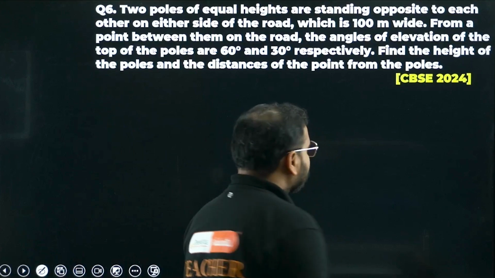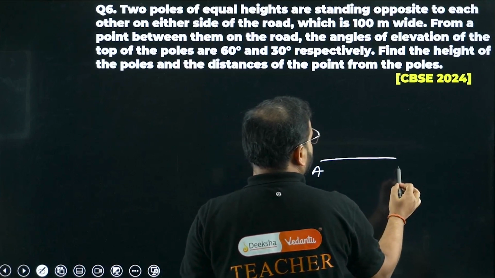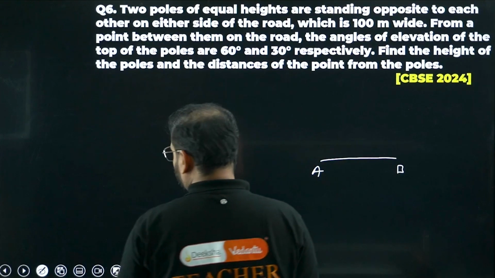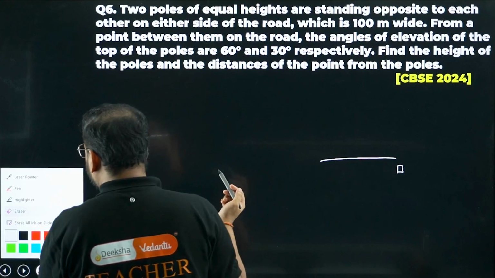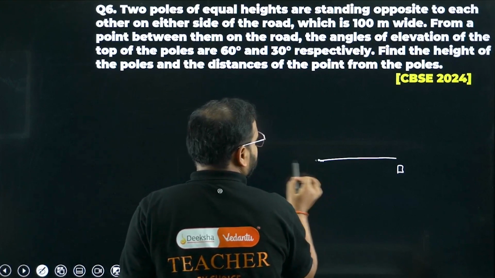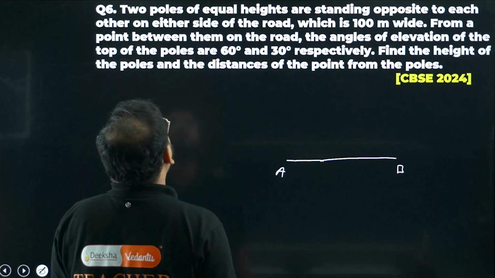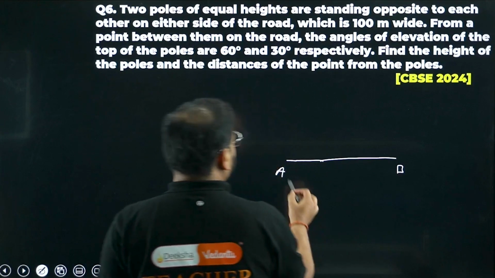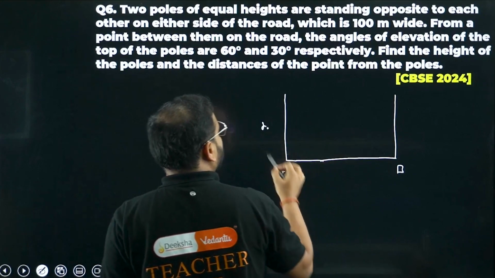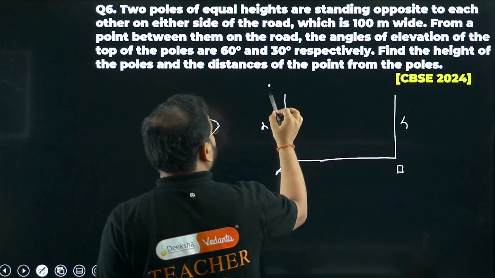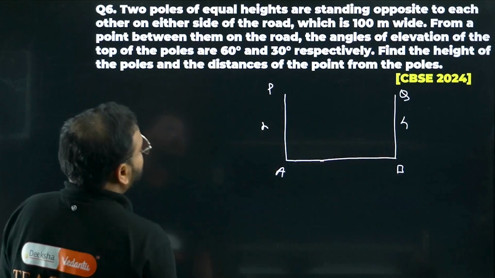Okay, this means there's a road somewhere. Check here, there's a road like this. Let's call the road AB. I can draw a bigger width to make this figure more relevant. Now, 2 poles of equal heights. Equal height means the same height. This is h and this is also h. Let's call these PQ, so AP and BQ are the 2 poles.